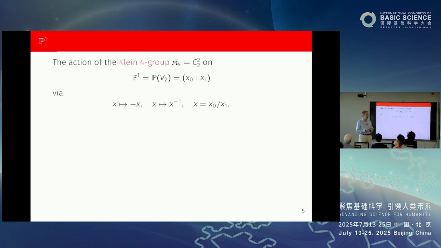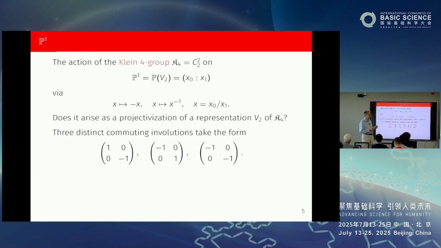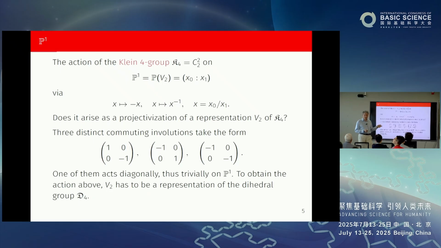Now, let's start with something very basic. We have P1 with coordinates x0, x1. How can you act on P1 with the Klein 4-group? x goes to minus x, x goes to 1 over x. Does this action come from a representation of the Klein 4-group by projectivizing? What would that mean? We have 3 commuting involutions. And if we had a 2-dimensional representation, one of them would necessarily have eigenvalues -1, -1, and when you projectivize, that would collapse. You wouldn't get an action of the Klein 4-group on P1 from a 2-dimensional representation of the Klein 4-group. To get that, you actually have to go to the dihedral group. The 2-dimensional representation of the dihedral group, after projectivization, will give you that action.